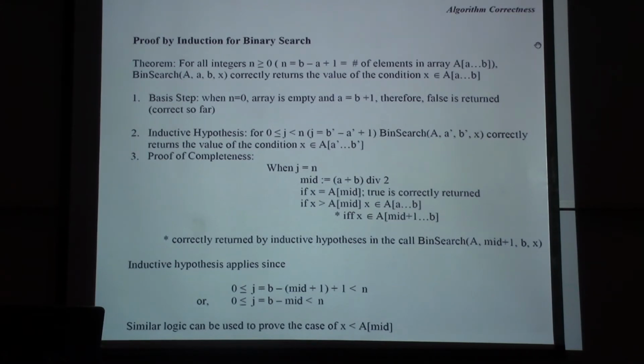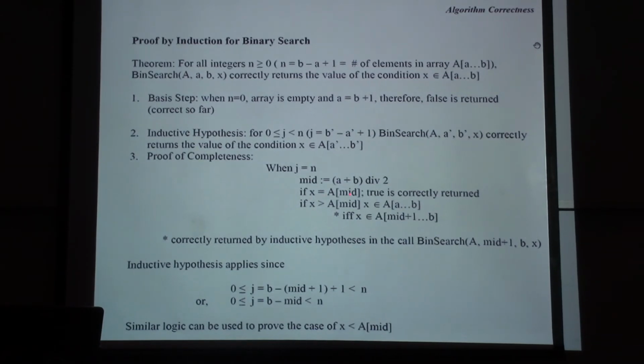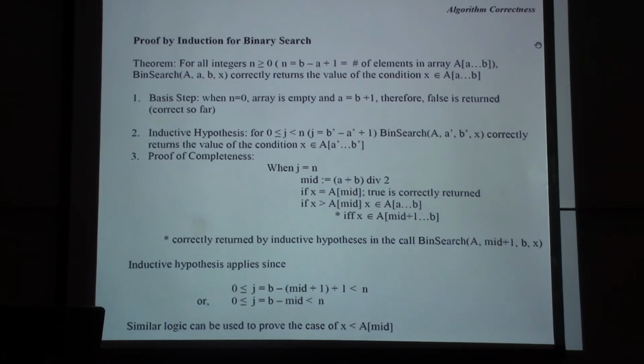If a and b are the same number, what's a plus b divided by 2? Same. It's a or b. Okay, so therefore it's going to be the middle element. Now, we're going to compute the middle element. If it's only one element, the middle element will be that element, right? So therefore, if x is equal to the middle element, which is the only element, we return true, which is correct.